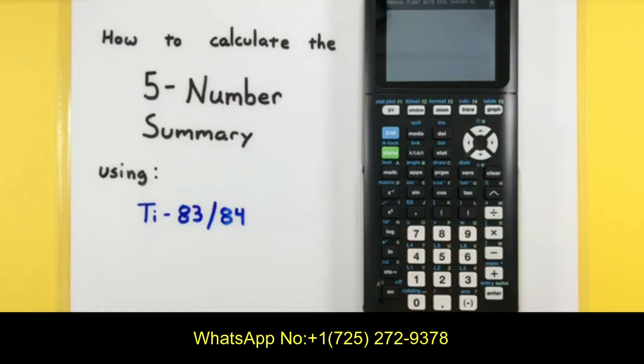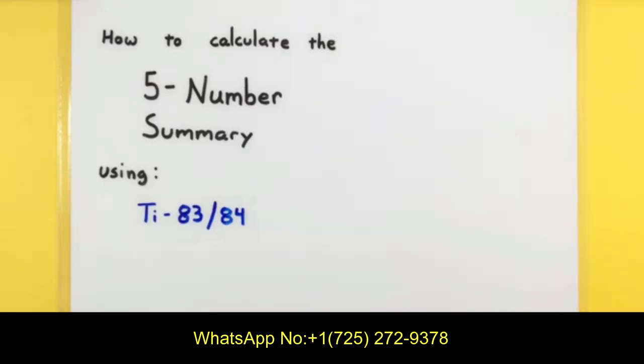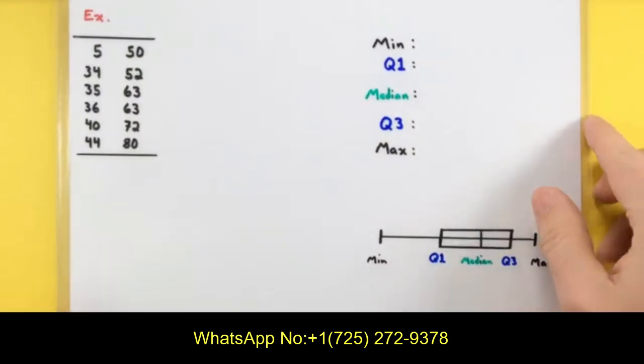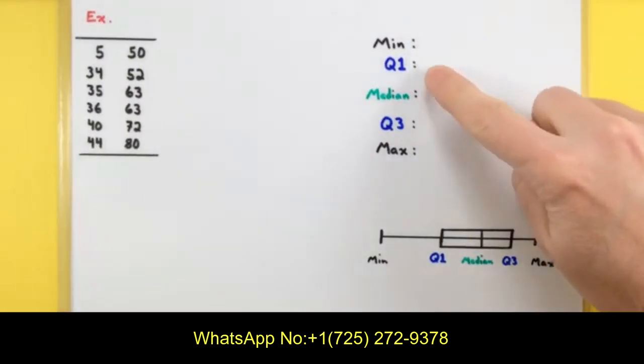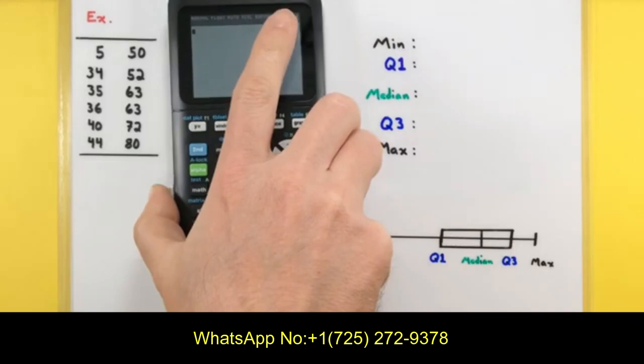For this video, we're going to calculate a 5-number summary using a TI-84 calculator. But, of course, these instructions also work for a TI-83. In fact, a lot of those in the family have pretty much the same menu system. Now, in a 5-number summary, what we're looking for is the minimum, the first quartile, the median, the third quartile, and the maximum. And if there's a little bit of time, we'll go ahead and graph these on a box plot so you can see where all of those values actually end up.